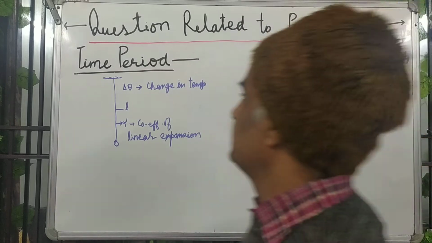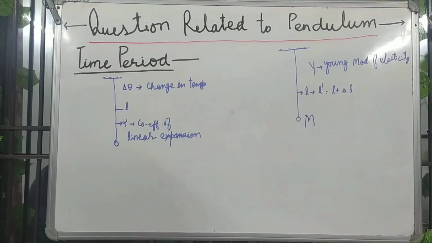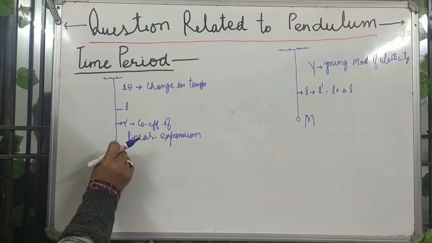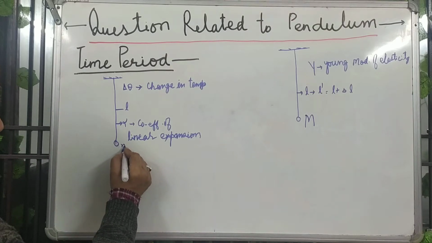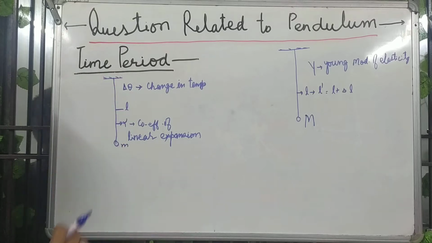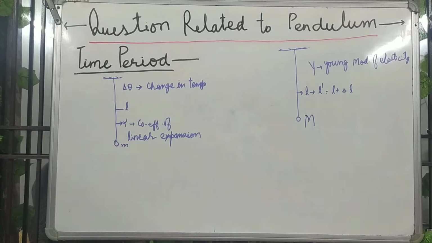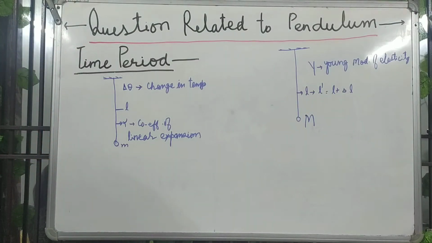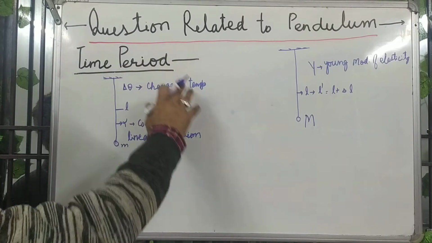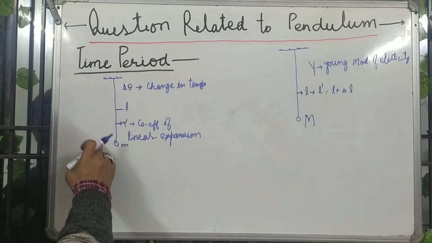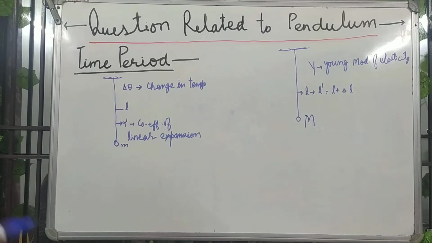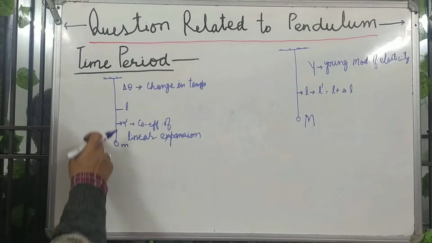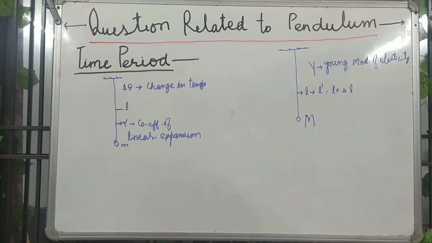In this question, there is a pendulum with a bob of mass m, and the wire has length L. This is a metallic wire. In general, we take a massless inextensible wire, that is in the experiment. But over here a special condition is given that this is a metallic wire, and with rise in temperature the length of the wire is changing. So what is the change in the time period? What is the new time period?